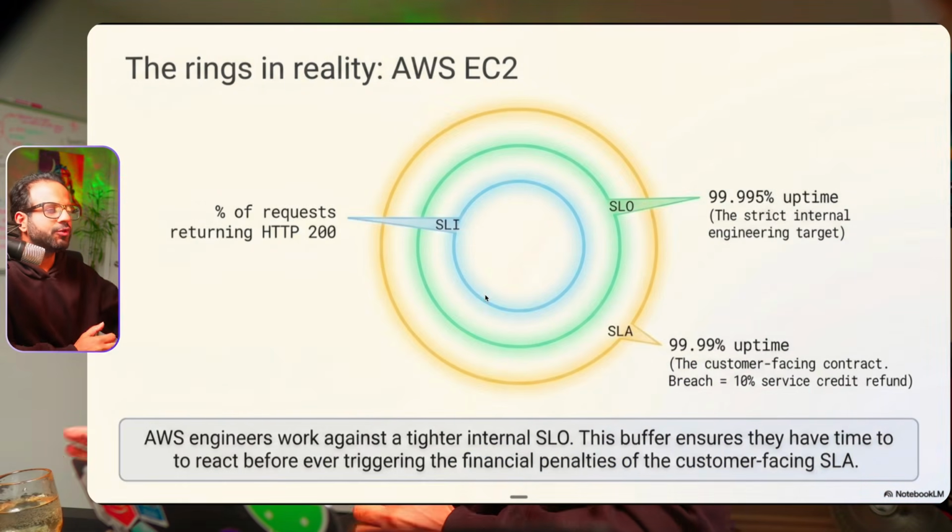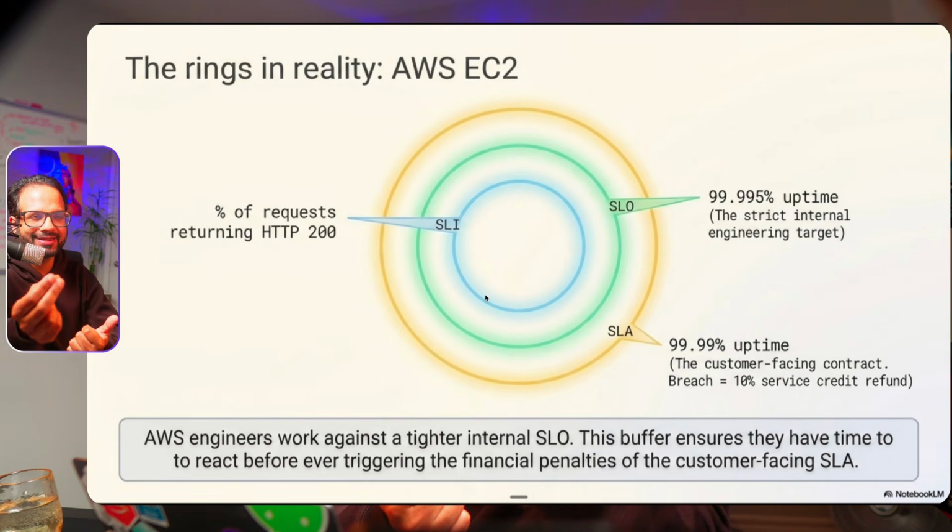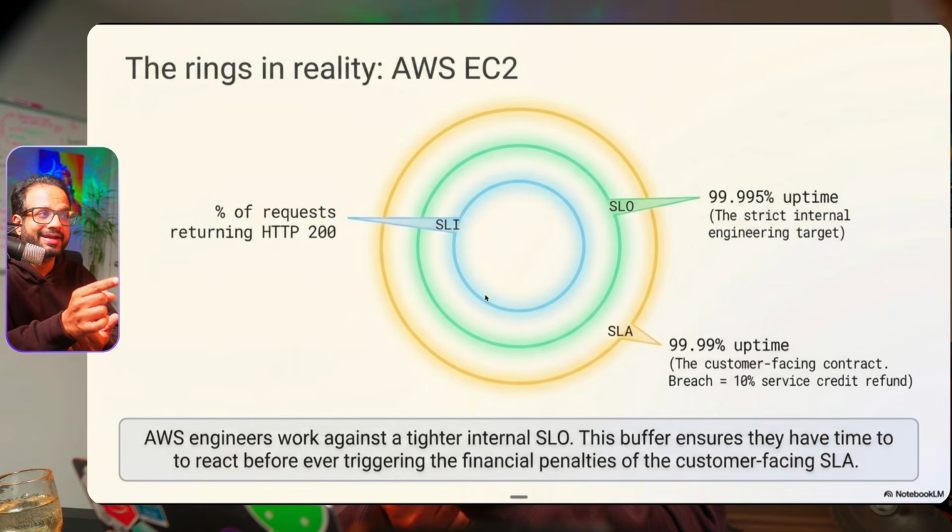Okay. So how does it look in terms of an AWS EC2 server? Your SLI is your current situation, which is, let's say, the percentage of requests returning HTTP 200. That's your SLI. On top of that, you create an SLO, which is 99.99% uptime. Then on top of that, you build a binding contract with the customer, which is your SLA, which is 99.99% uptime. And if you breach that SLA, you will be paying the customer a 10% service credit refund.